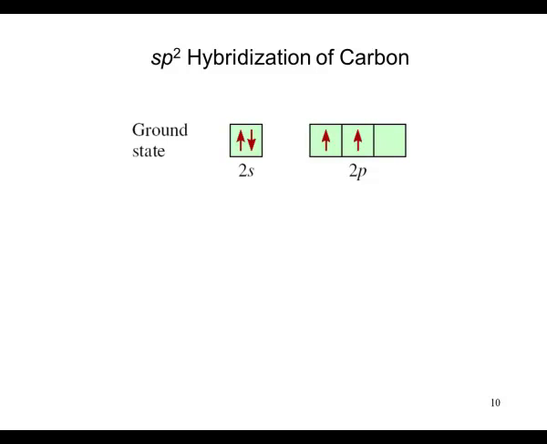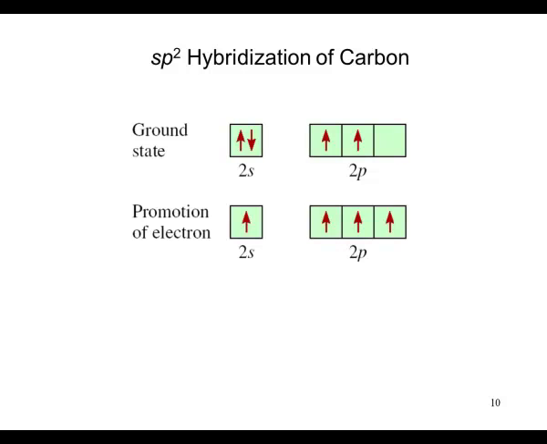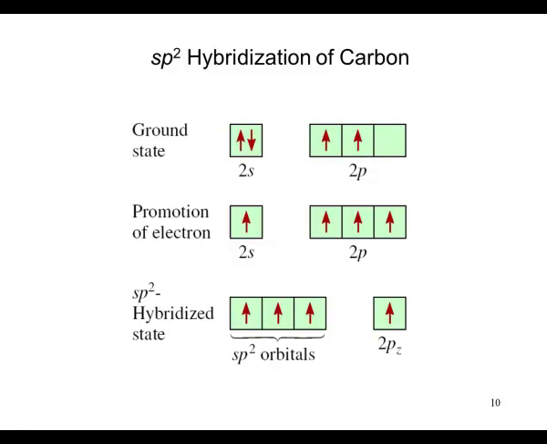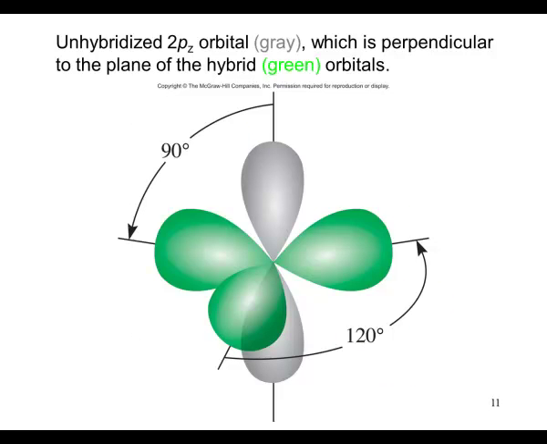Here we have a graphic showing the sp2 hybridization of carbon. In the ground state, carbon is 2s2, 2p2. If we promote an electron from the 2s orbital to the 2p and then hybridize it, we have 3 sp2 hybrid orbitals and 1 lone p orbital. The unhybridized 2pz orbital, shown in gray, is perpendicular to the plane of the hybrid orbitals, shown in green.